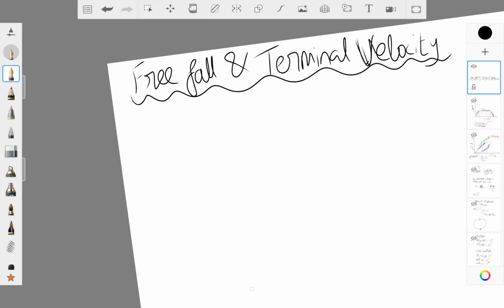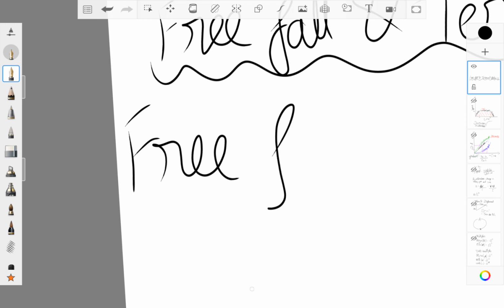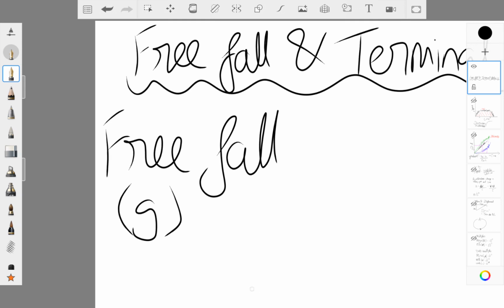Okay, so let's tackle what free fall is. Free fall, or g, acceleration of free fall. There's a lot of theory in this, so I'll try to draw a diagram to make it easier to understand, but you need to try and follow along with what I'm saying. Usually an object is said to be falling freely if it falls under the influence of gravitational force alone, without any resistive forces acting on it.